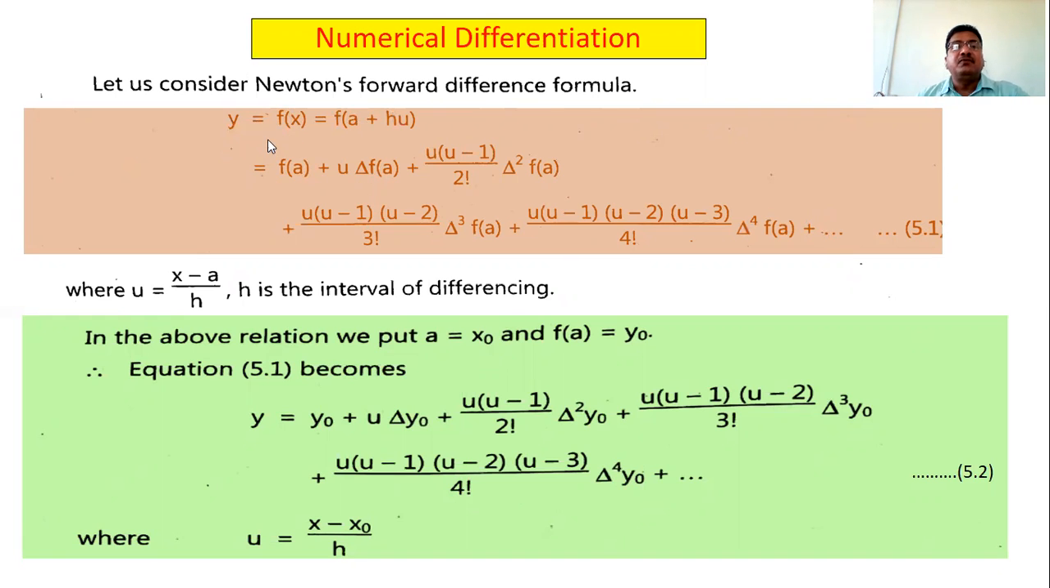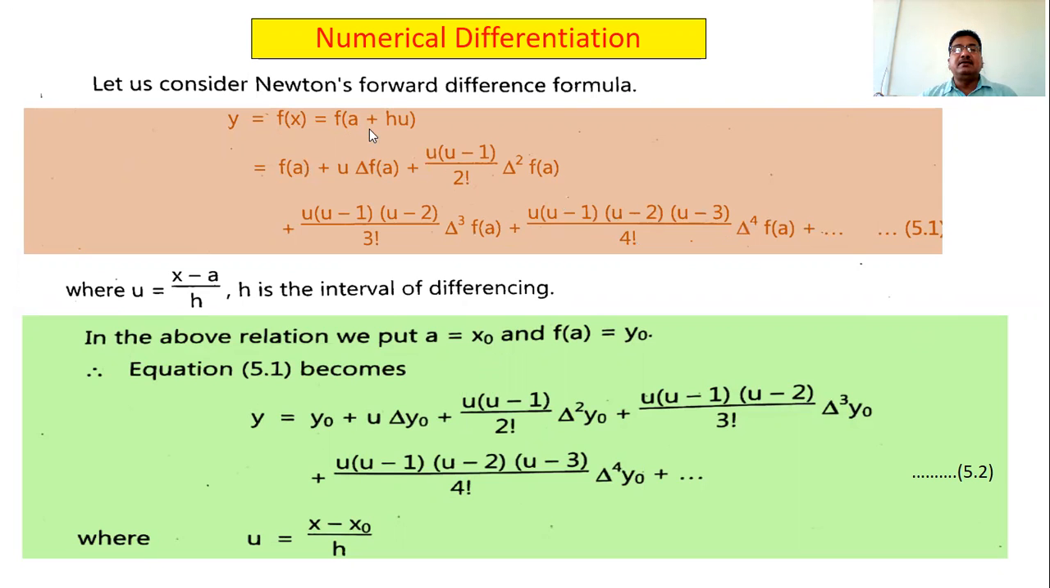So what is that? y or f(x) is equal to f(a + hu) is equal to f(a) plus u Δf(a), plus u(u minus 1) by 2 factorial Δ²f(a), plus u(u minus 1)(u minus 2) divided by 3 factorial Δ³f(a), and then u(u minus 1)(u minus 2)(u minus 3) divided by 4 factorial Δ⁴f(a). In this way the next term is what? u(u minus 1)(u minus 2)(u minus 3)(u minus 4) divided by 5 factorial Δ⁵f(a). Here a is the first point.